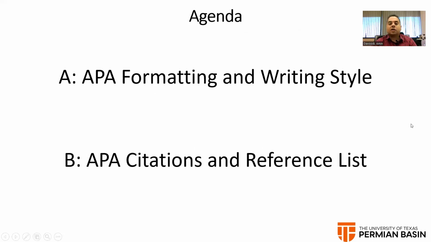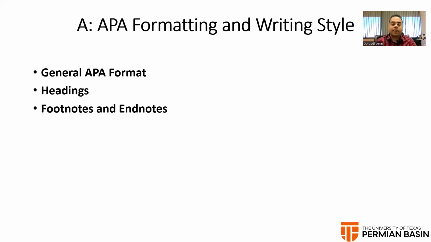So let's look at the agenda of this presentation. I try to divide this presentation into two parts. The first part, we're going to talk about APA formatting and writing style. And in the second part, the focus would be on APA citations and reference list. So APA formatting and writing style, it can be divided into three different categories: general APA formatting, then headings and footnotes and endnotes.